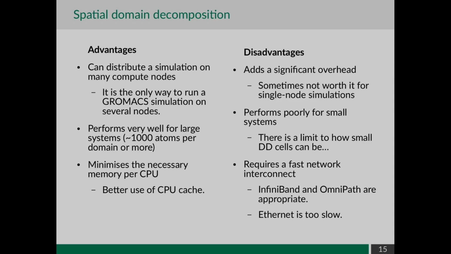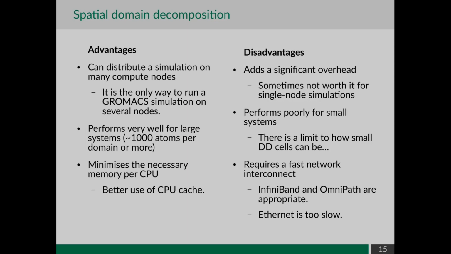If you can maintain more than 1,000 atoms per domain, so per cell, you have effectively 1,000 atoms per CPU core, and that's very efficient. Also, because the system is split in small cells, and these cells only need to take care of a fraction of the atoms in the system, this minimizes the necessary amount of memory for each CPU core. And that means you can make better use of the CPU cache and things are going faster.